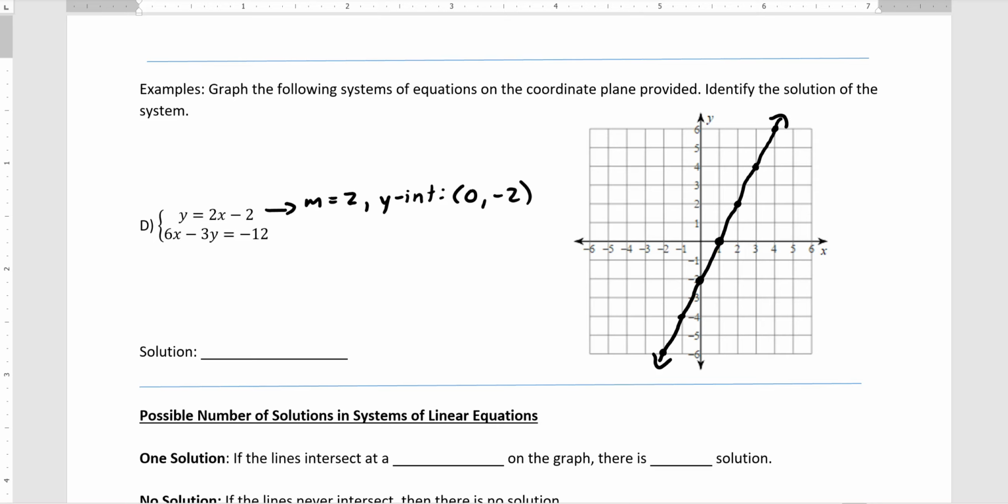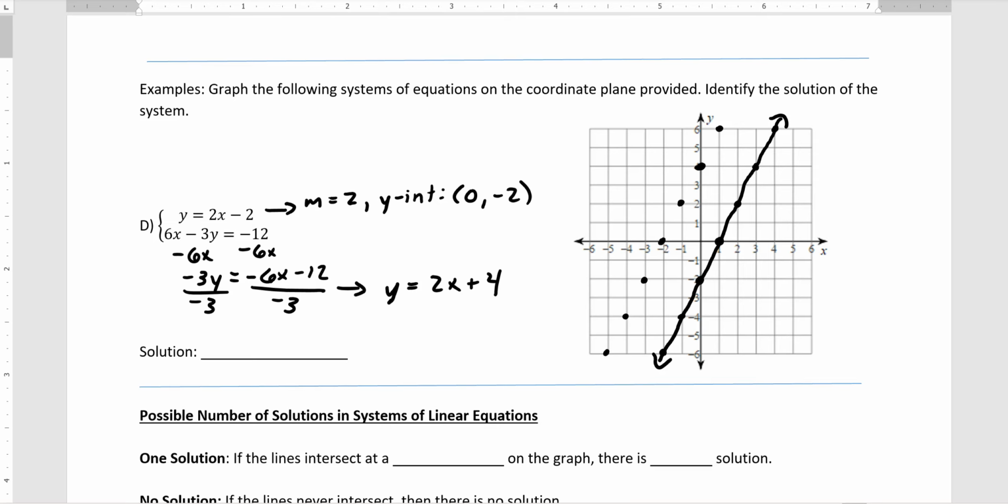All right, 6x minus 3y equals negative 12. Let's get this in slope-intercept form. It's currently in standard form. So I'm going to subtract 6x from both sides. So I'll have negative 3y equals negative 6x minus 12, divided by negative 3, divided by negative 3. Well, remember, a negative divided by a negative gives me a positive, so I'm going to have 2x plus 4. Interesting. Y equals 2x plus 4. So that tells me my slope is 2, my y-intercept is 4, so I'm going to go up 2 over 1, up 2 over 1.